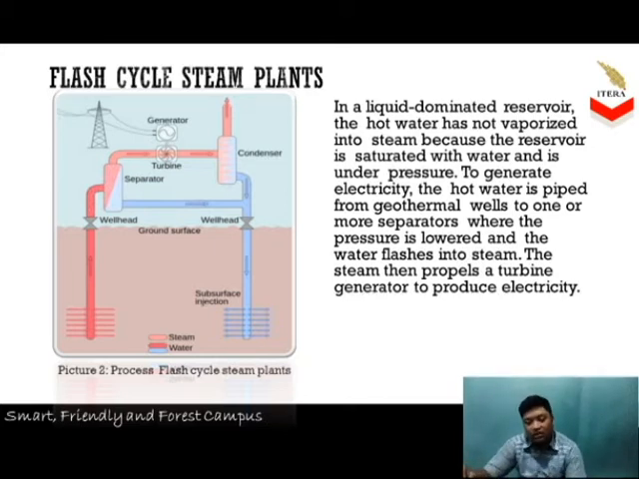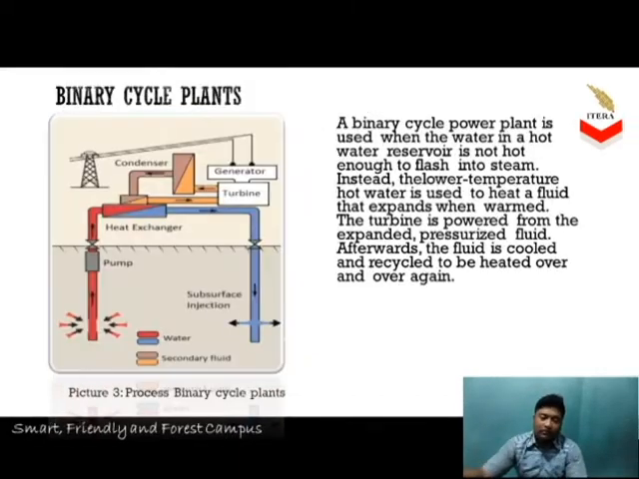To generate electricity, the hot water is piped from geothermal wells to one or more separators where the pressure is lower and the water flashes into steam. The steam then propels a turbine generator to produce electricity. Look at how the flash cycle steam plant process works.